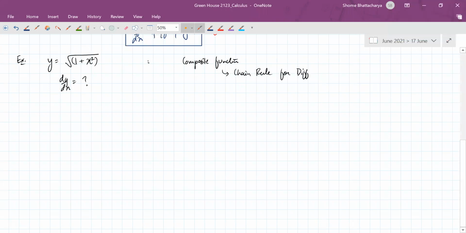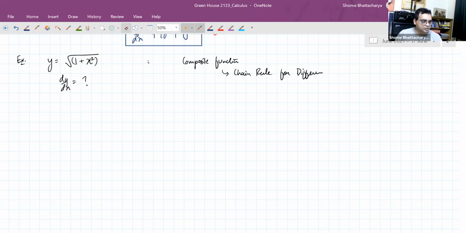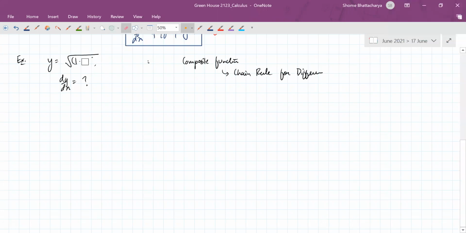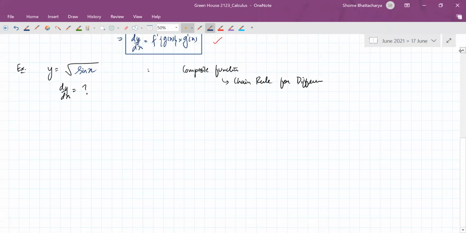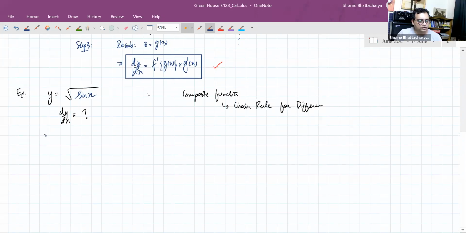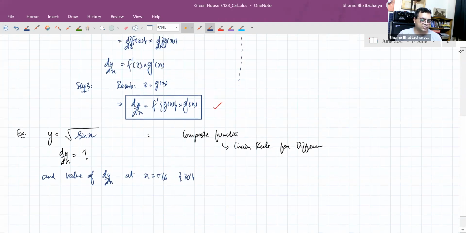So you already did this question, last time. Yes, sir. We have done this one. Okay, so let's do another question. Doesn't matter if you've done this, it is fine. So we will do y equal to square root of sine x. We'll find dy by dx, and we'll also find the value of dy by dx, the derivative, at x equal to, let's say, pi by 6. That is 30 degrees. Let's do this. Just rewrite the question as square root of sine x, and work this out.